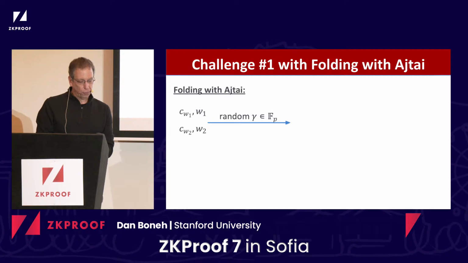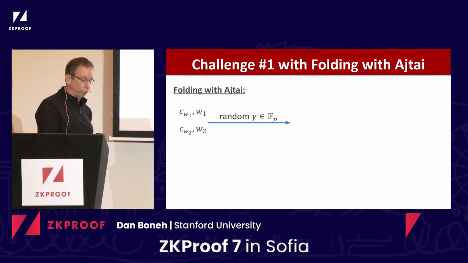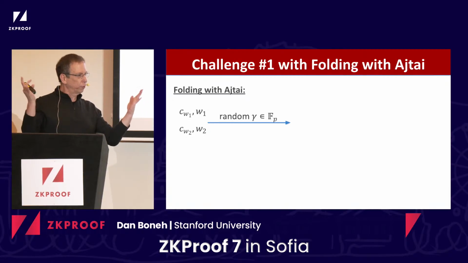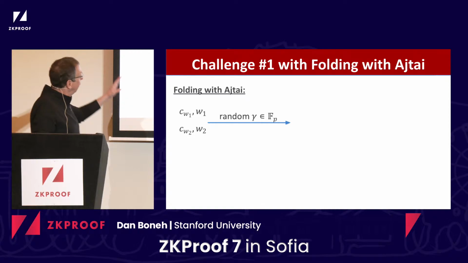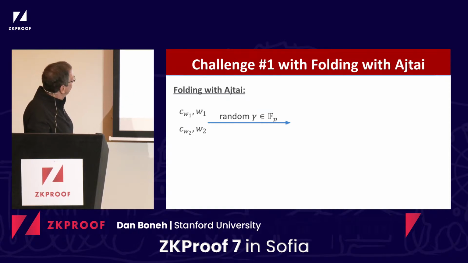So the question then is, how do we fold with the Ajtai hash? Let's get into how folding actually works. When you do folding, you do the oldest trick in the book. The way we fold is by taking random linear combinations of the input statements. Remember, we have our commitments to the witness and we have our witness. The way we fold is we take this random linear combination.